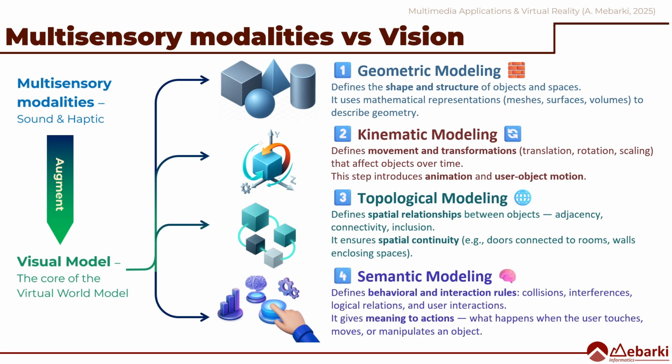4. Semantic modeling defines behavioral and interaction rules, collisions, interferences, logical relations, and user interactions. It gives meaning to actions. What happens when the user touches, moves, or manipulates an object?